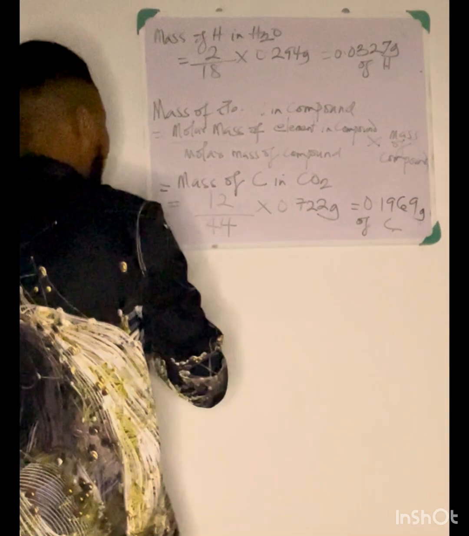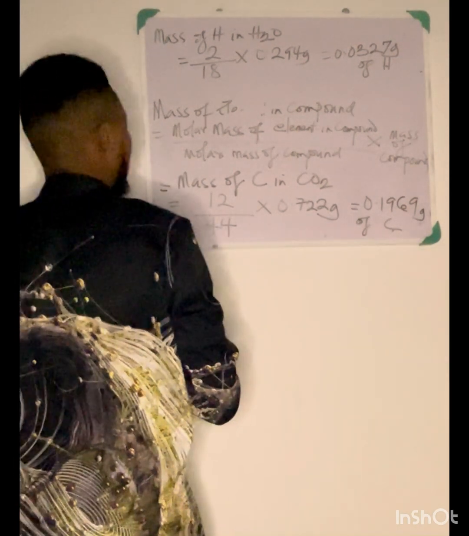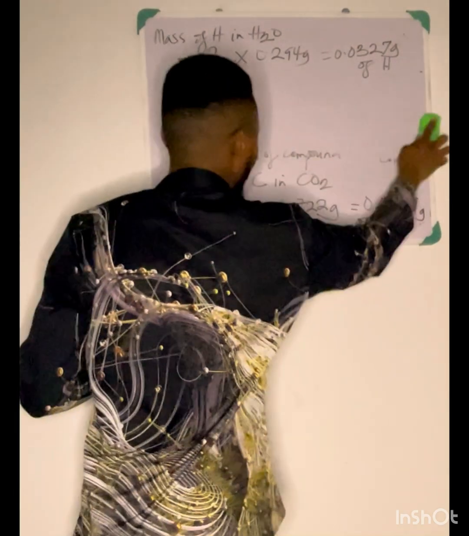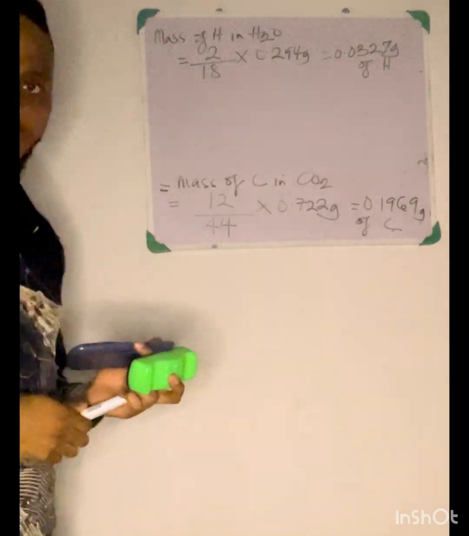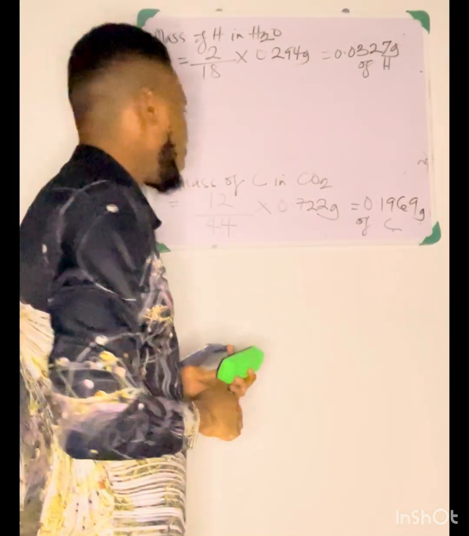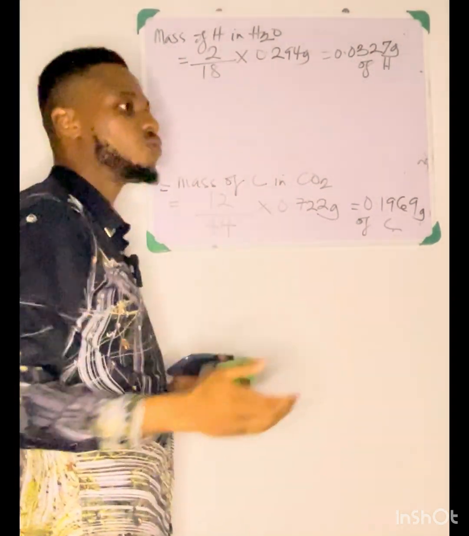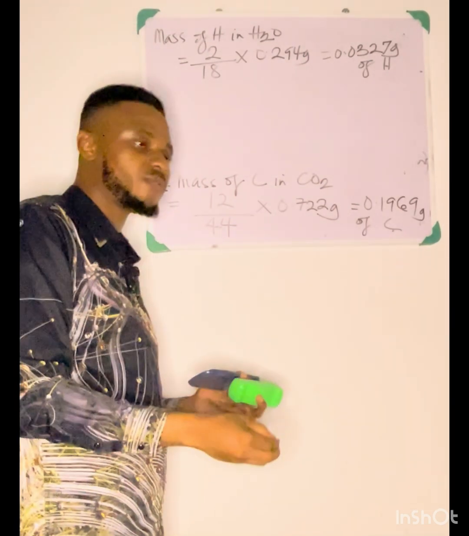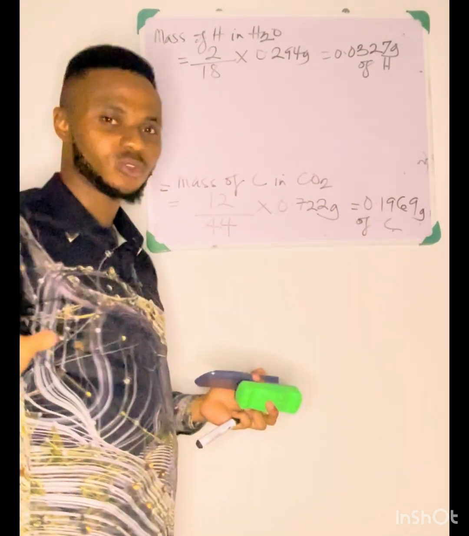Now the next thing we have to do is to get the mass of oxygen. How do we now get it? To get the mass of oxygen, we don't need to go through the stress of looking for oxygen in carbon dioxide and looking for oxygen in water. No, let's not do it like that.